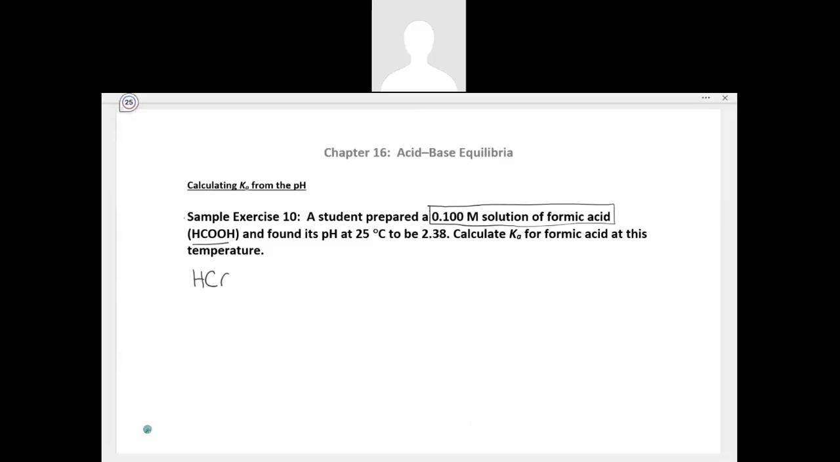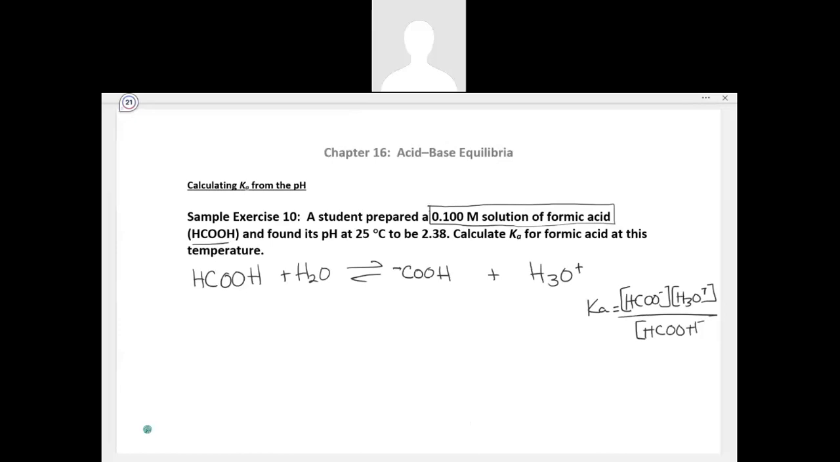So we have HCOOH, and we add that to H2O. And then we get this equilibrium established here. We're going to have our formate ion, HCOO-, and then we're also going to get hydronium on our product side here. So this is our acid dissociation. And if you recall, our weak acid dissociation constant is going to be a ratio of the products, so our formate and then hydronium up top here, and then we're going to divide by our initial weak acid concentration.